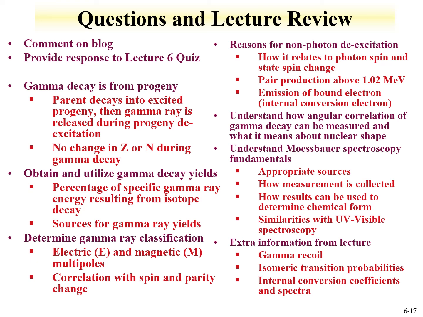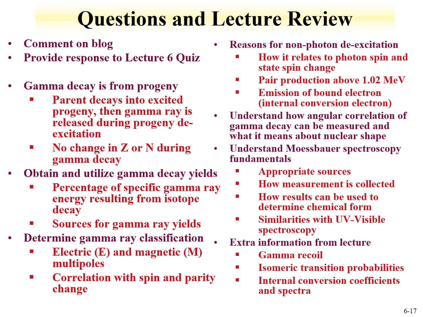You should understand the reasons for non-photon de-excitation of excited nuclear states and how this relates to photon spin and state change. A primary example is that a photon has a spin of 1, so 0 plus to 0 plus transitions are not allowed by gamma decay. You should also understand that there are other non-photon de-excitations, such as pair production and emission of a bound electron.